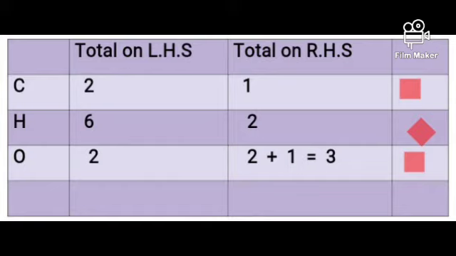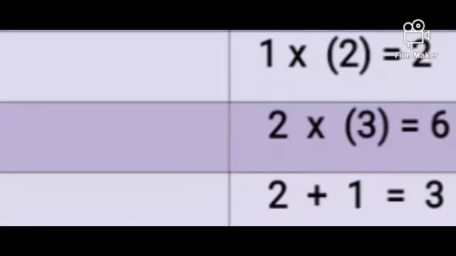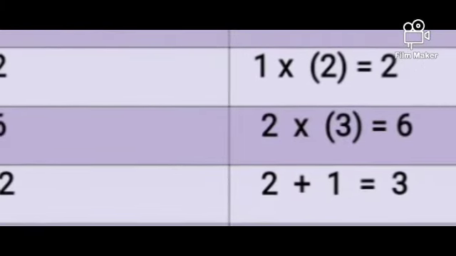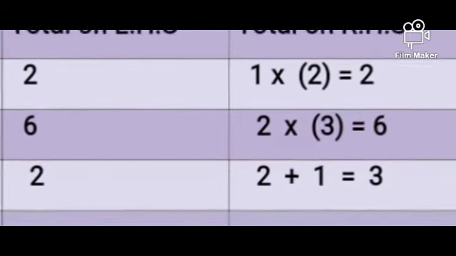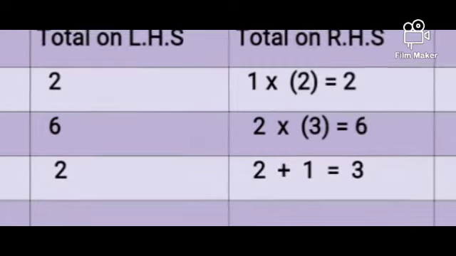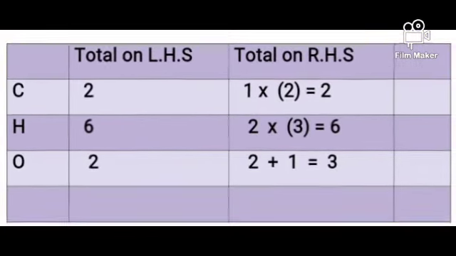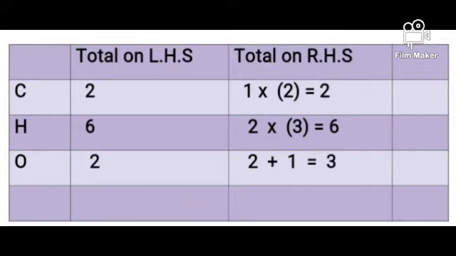Hydrogen, you can see we have 6 and 2. The side that has 2, we're going to multiply by 3 so that it can become 6. And then, of course, for oxygen, the side that has 2 plus 1, we go for the 1 and multiply that one by 2 in order to bring it up to an even number.